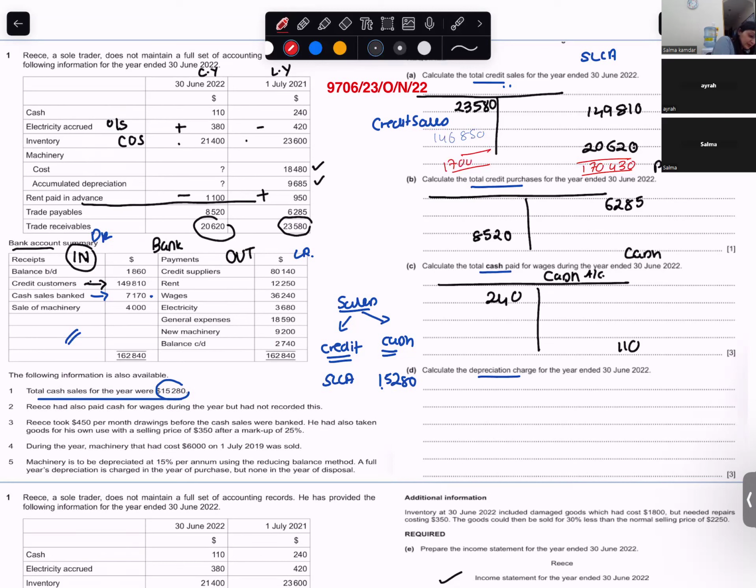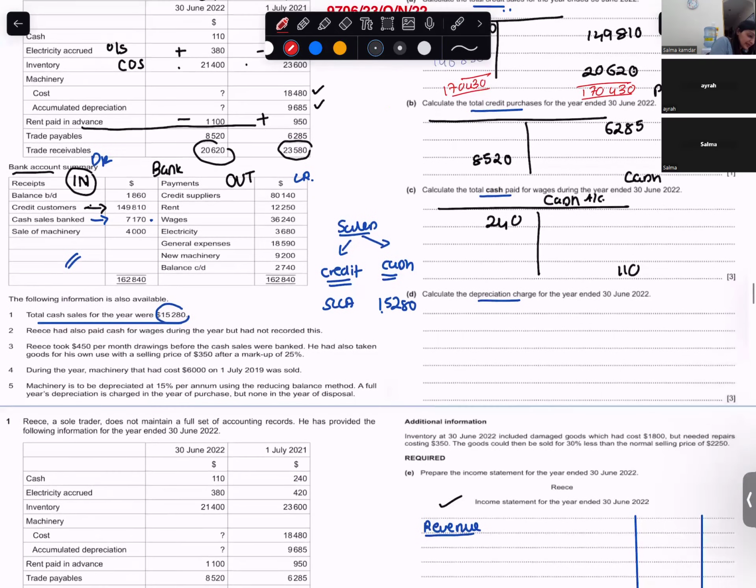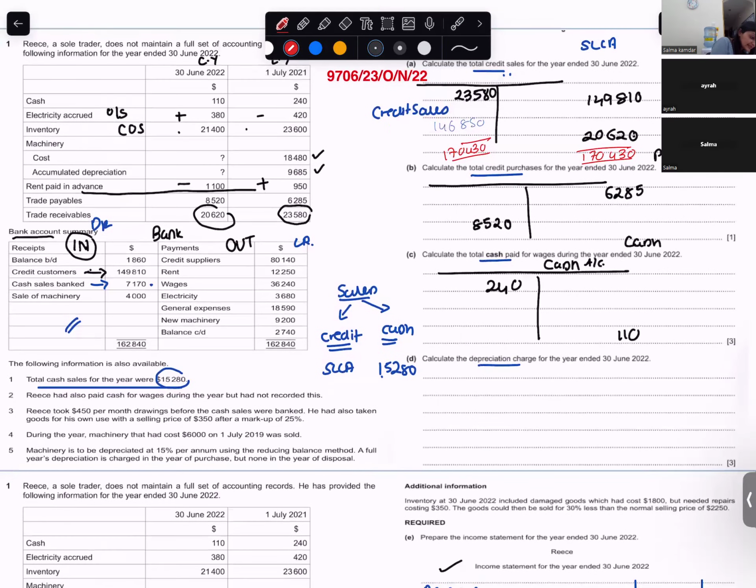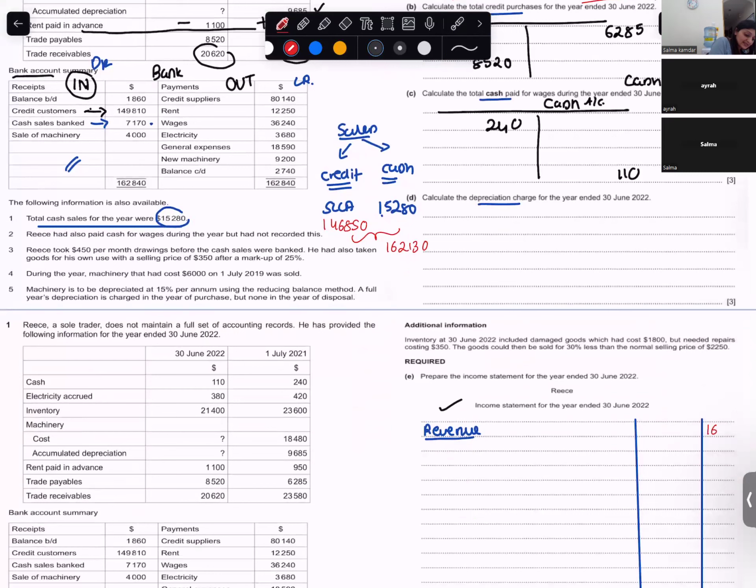Okay. So my revenue credit sales is 146,850. So my total revenue, with cash revenue, will be how much? 146,850 plus 15,280 will be 162,130. So my total revenue is 162,130. Then revenue less what you write?